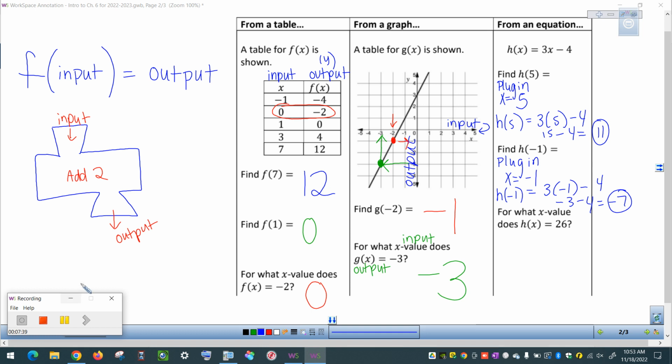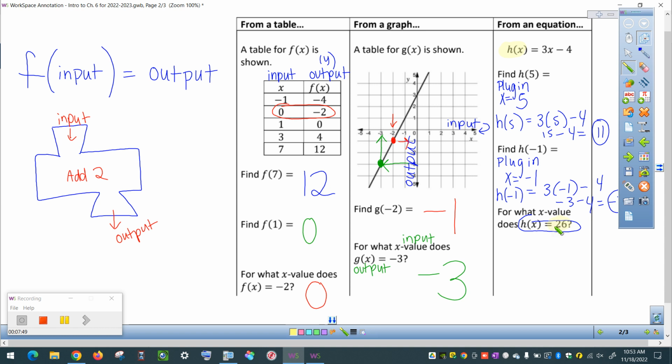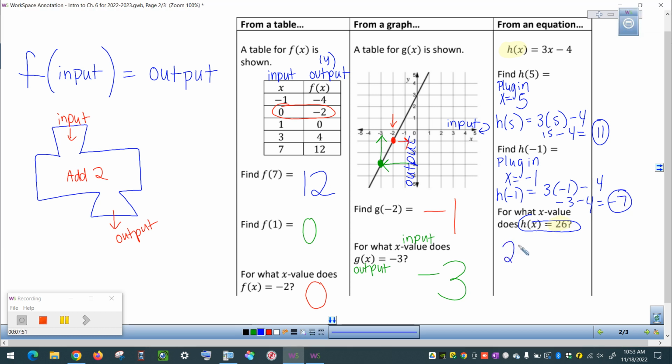All right, now we can also go backwards for the equation here. So for what x value does h of x equal 26? Well, now it's saying h of x, the output, is 26. If the answer was 26, what was the x value that caused that to happen? So notice that now we're not plugging 26 in for x. We're plugging 26 in for the answer part. That's the output. We're working backwards, and we're going to solve this equation for x. We're going to figure out what was the input.